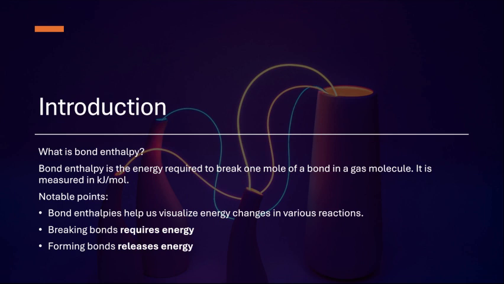Bond enthalpy is important because chemical reactions involve breaking old bonds and forming new ones. Breaking bonds requires energy. That is called an endothermic process. Forming bonds releases energy. This is called an exothermic process. By comparing the energy needed to break bonds with the energy released when new bonds form, we can determine whether a reaction absorbs or releases heat.